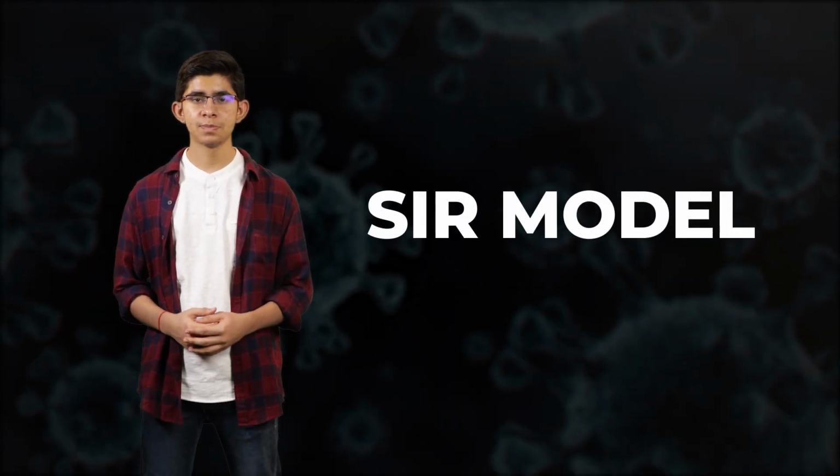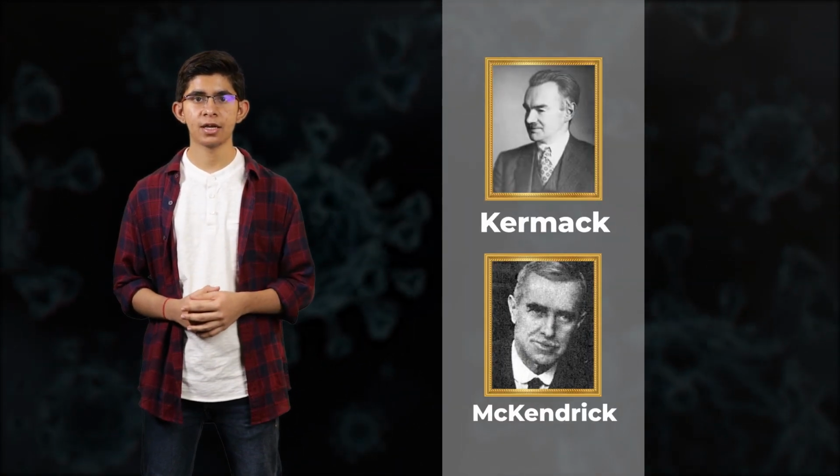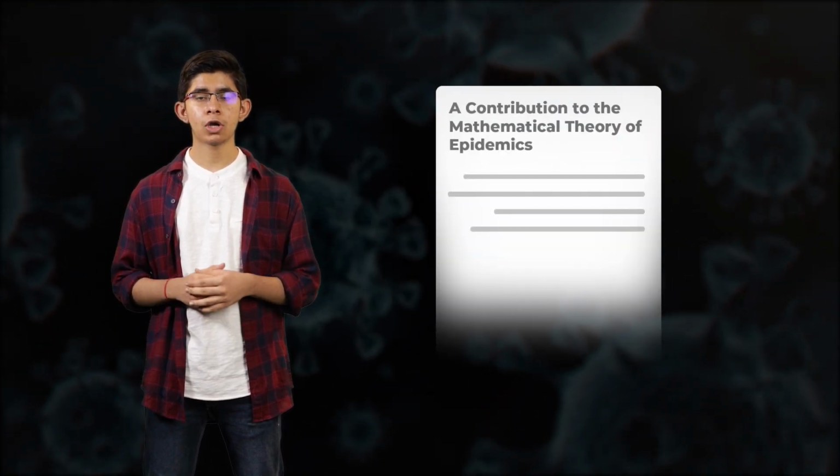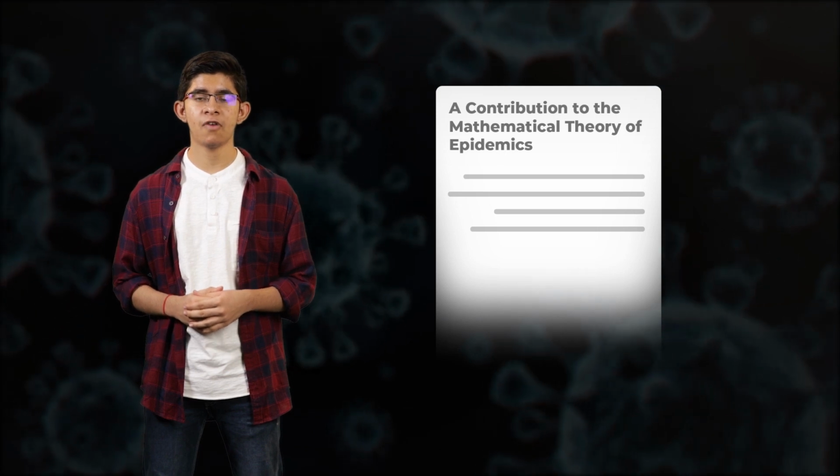Well, there is a way, the SIR model. This model is used to predict infectious diseases like COVID-19. Two scientists, Kermack and McKendrick, created this model in 1927 and published it in a paper called A Contribution to the Mathematical Theory of Epidemics.